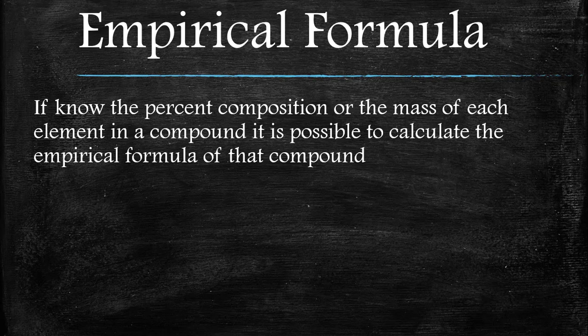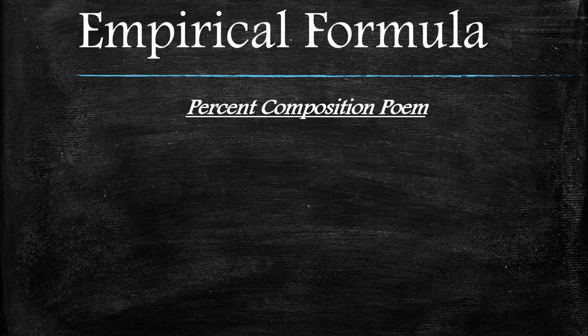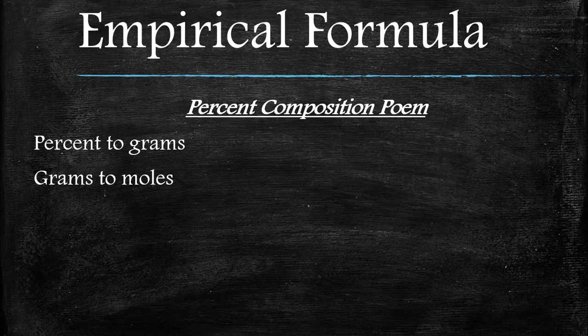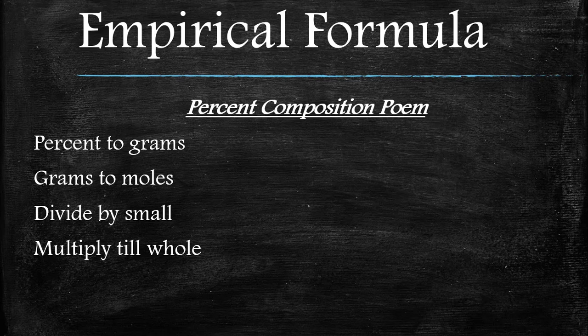Now, if you happen to know the percent composition or the mass of each element in a compound, you can actually work backwards to calculate the empirical formula of that compound, and that's because of the law of definite proportions. And a way to remember this, a good mnemonic, is the percent composition poem. Percent to grams, grams to moles. Divide by small, multiply till whole.